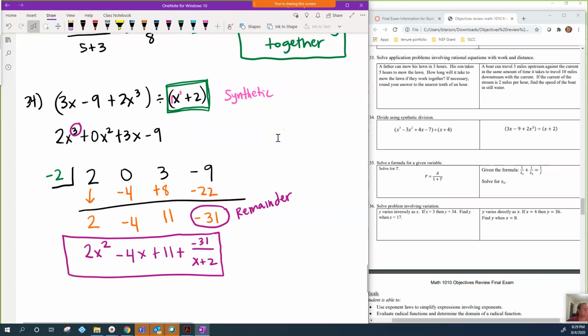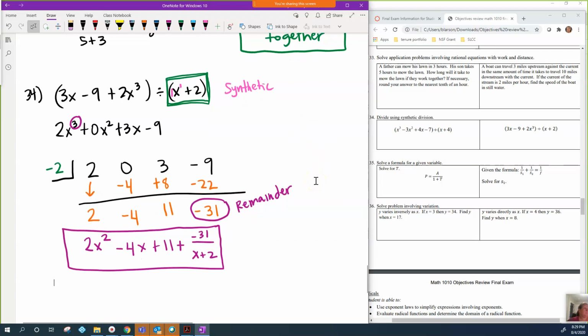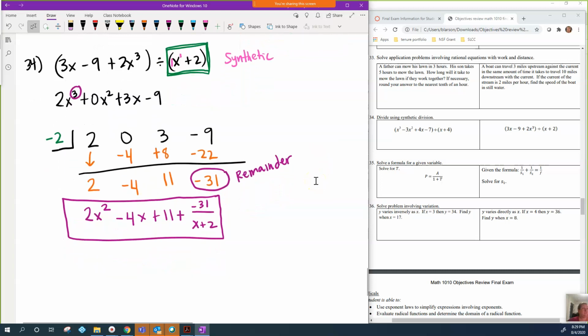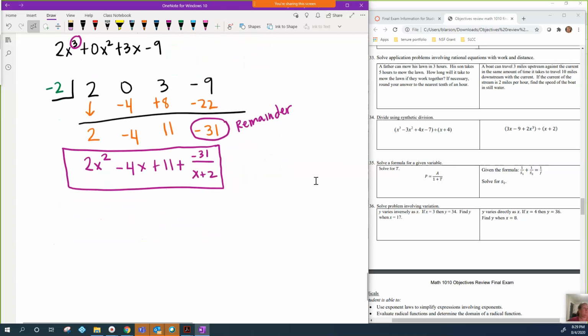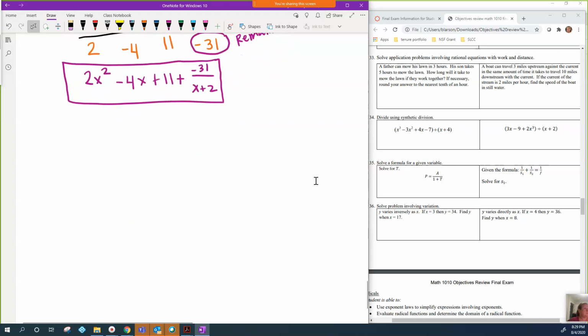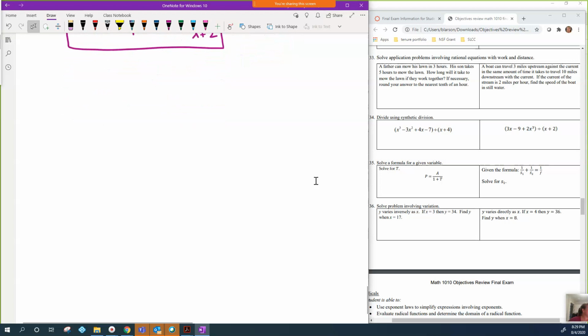You're going to be using synthetic division a ton in 1050. So I would say 95% of the time it shows up on the final exam because you have to use it so heavily in 1050. So you want to make sure you know how to do synthetic division so that you can use it in your next class. Okay.